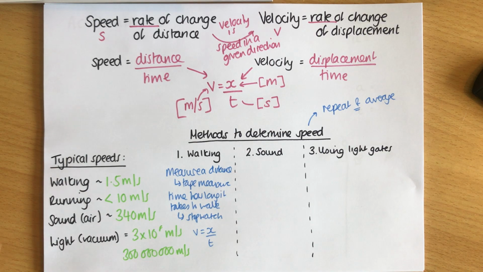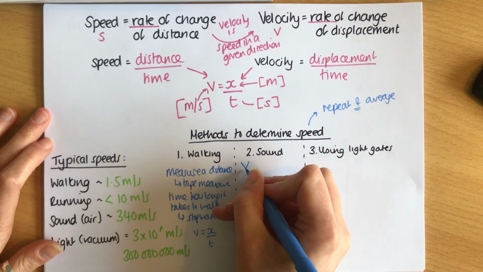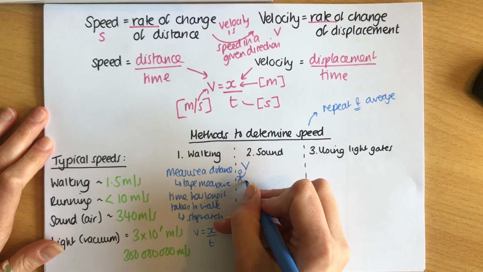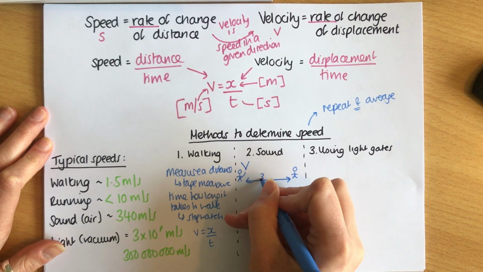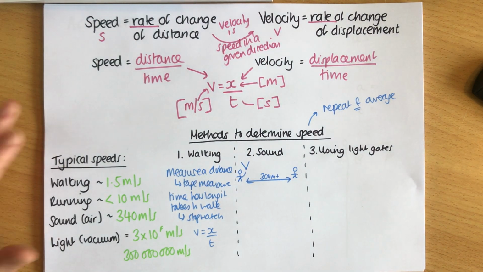Speed of sound, there's a couple of ways of doing this, but one quite popular way is to have a clapperboard being held by somebody. And they are a large distance away from someone else, and that distance needs to be at least 300 metres if it's going to work. When we do it at school, we can't get that far because our field isn't that big, so we do it with about 100 metres and it doesn't work that well.